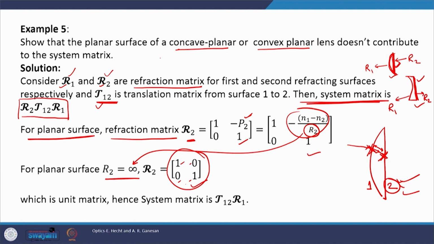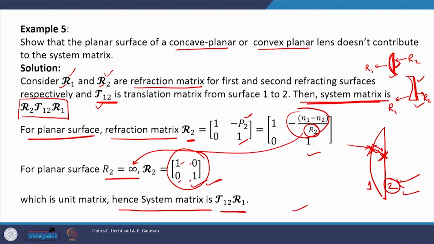We were asked to prove that the planar surface does not contribute to the system matrix, and we proved it. The planar surface has a matrix which is a unit matrix, and therefore it will not alter the system matrix. The resultant system matrix will be T12 into R1. R2 is missing because R2 is nothing but a unit matrix. This is all for problem 5.